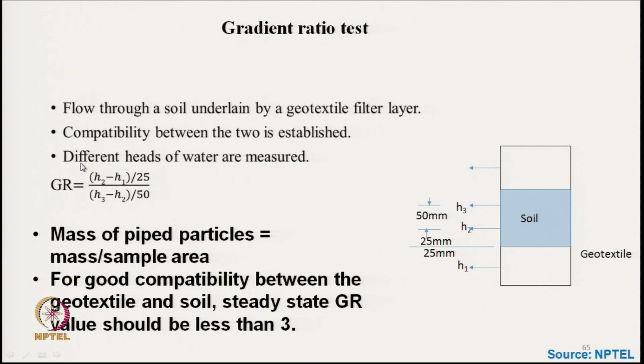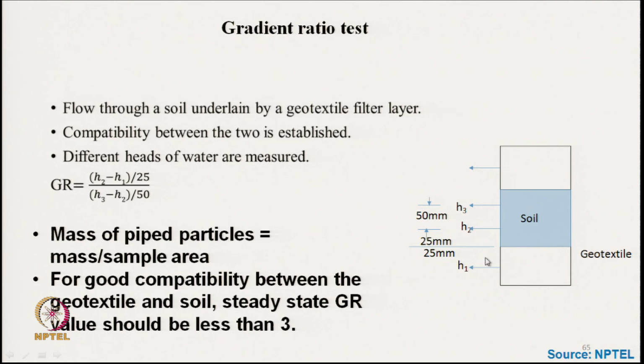The difference in heads of water is measured. The mass of piped particles equal to mass per sample area can also be measured here. For good compatibility between the geotextile and soil, a steady state gradient ratio value should be less than 3. If the gradient ratio is more than 3, it shows that the particles are blocking the geotextile and proper flow of the system is reduced.